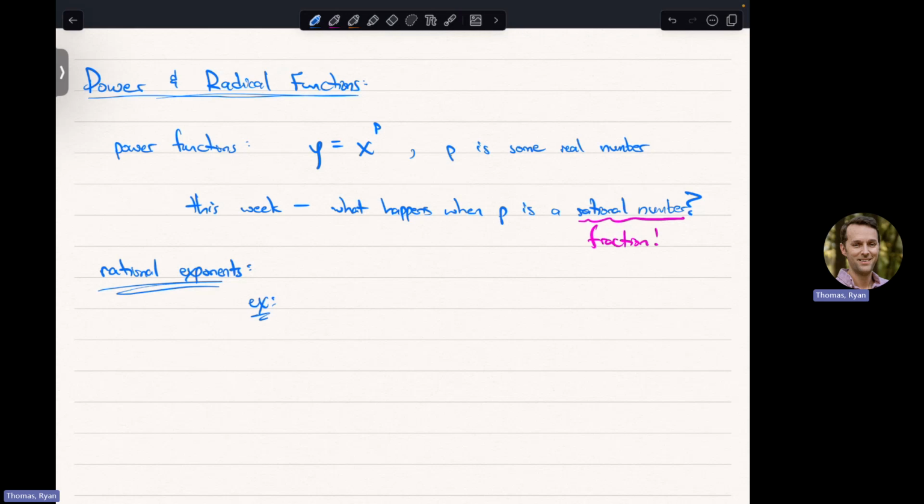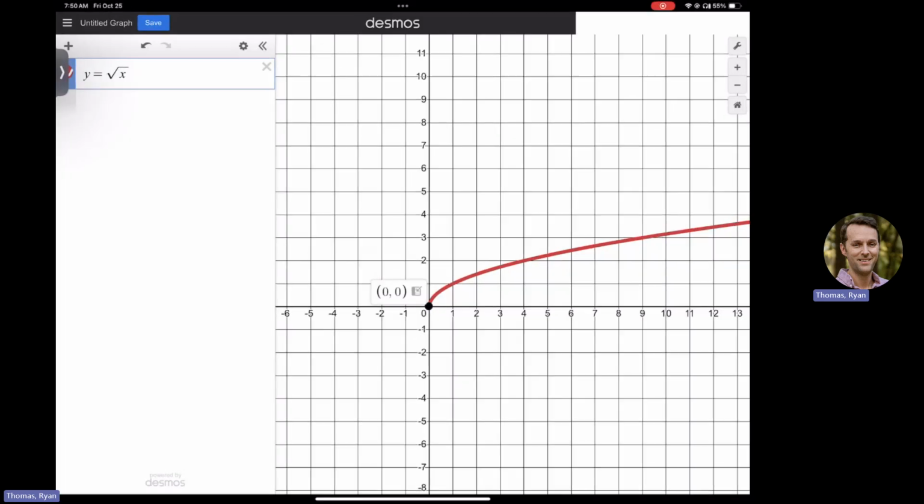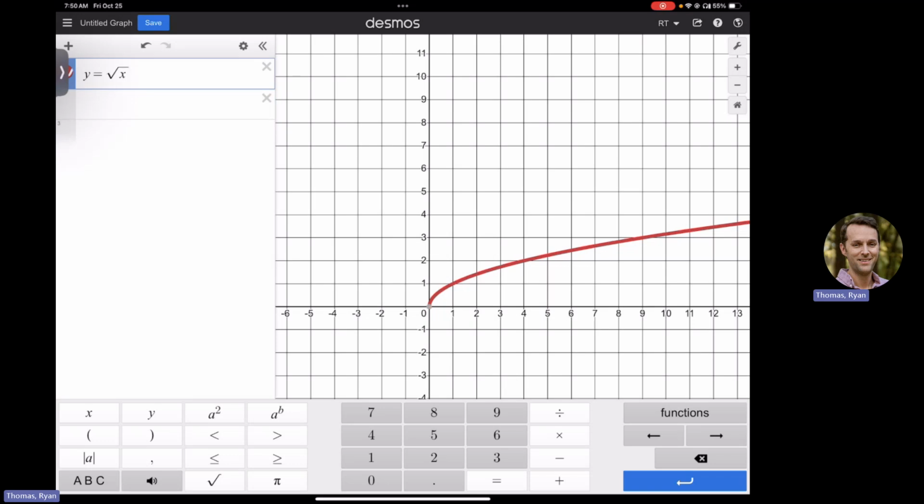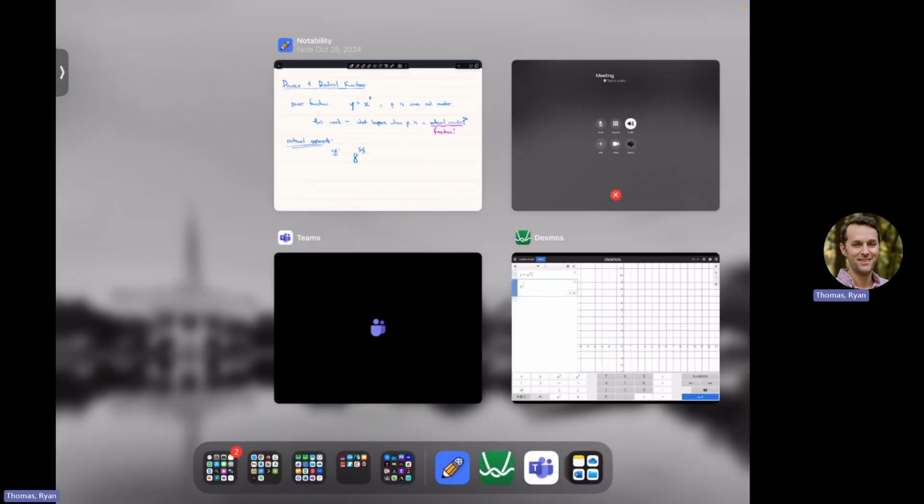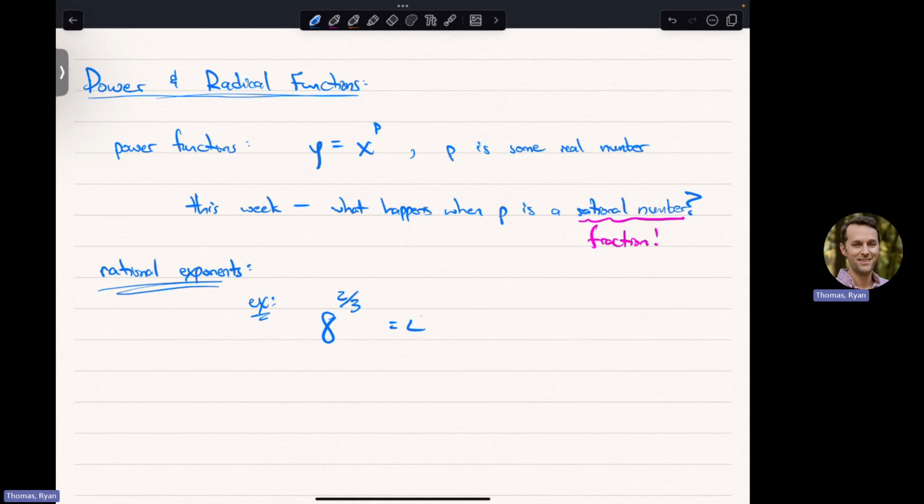So for example, let's just say we're talking about 8 to the 2/3, just a numeric example. Of course, 8 to the 2/3, you could just punch into a calculator. Why don't I just do that? 8 raised to the 2/3, and there you go, the answer is 4. So 8 to the 2/3 is 4, but let's see why it's 4.